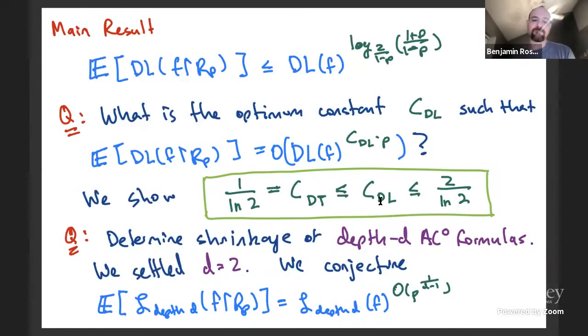And then, we sort of settle the shrinkage of depth 2 AC0 formulas. And for higher depths, we conjecture that the shrinkage of depth D formula size would look like the depth D formula size raised to the order of P to the 1 over D minus 1. Okay.